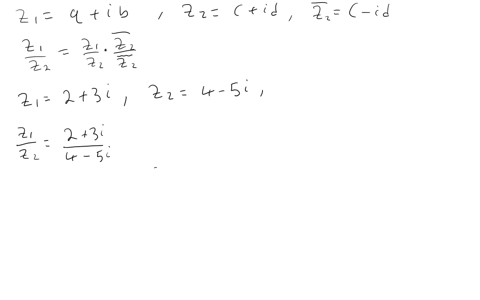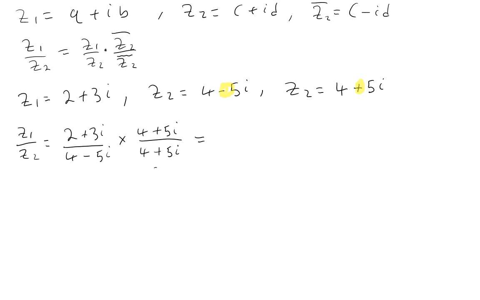So the first thing is to compute the conjugate of the denominator, which is z2. So that is 4 plus 5i. So we change the sign here to plus. Then we multiply both the numerator and the denominator by that. So we multiply this by 4 plus 5i over 4 plus 5i.